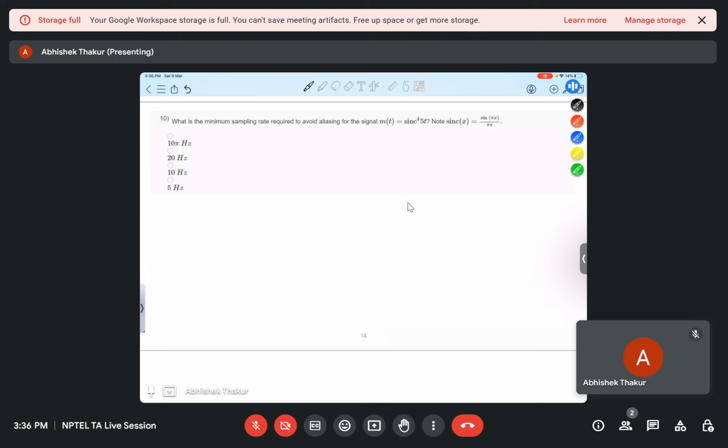Now moving to question 10. What is the minimum sampling rate required to avoid aliasing for the signal m(t) equal to sinc to the power 4 of 5t? Sinc x is equal to sin pi x by pi x. So m(t) is equal to sinc to the power 4 of 5t. The corresponding spectrum will be something from minus 2.5 to 2.5.